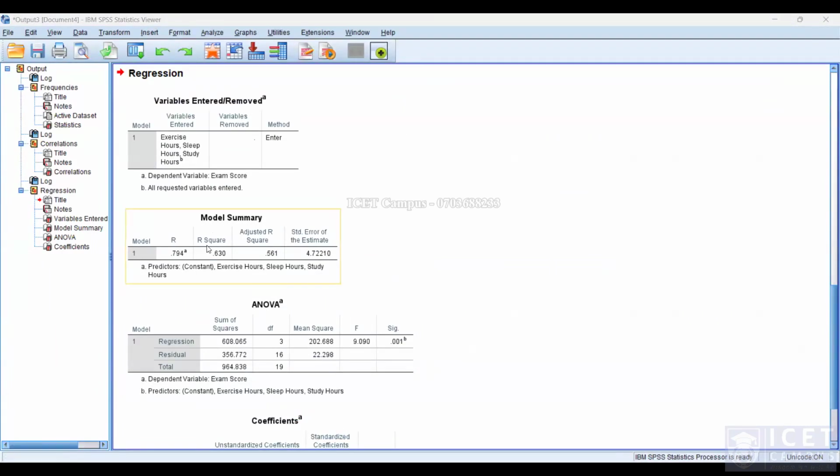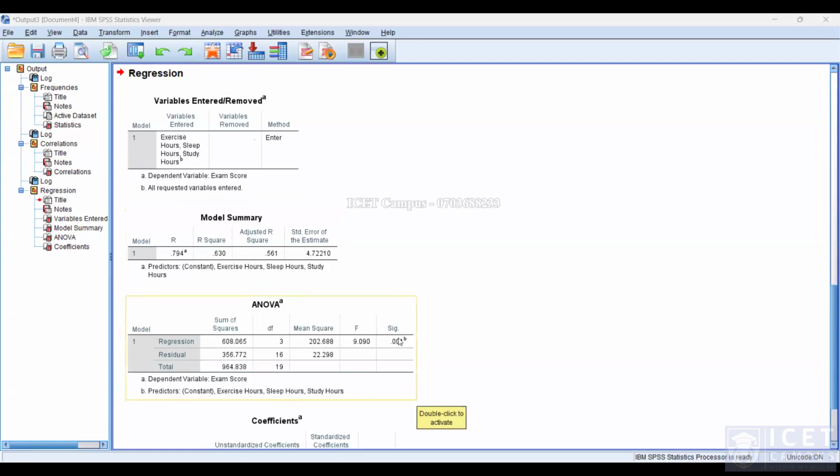Then we can see the correlation is 0.7494, and in the model summary R square is 0.63. Therefore, 63% of the dependent variable is predicted by the independent variables. It is not a very bad model, but it is not a very good model either. To be a very good model, it should be greater than 0.8. But we can use it to do the predictions.